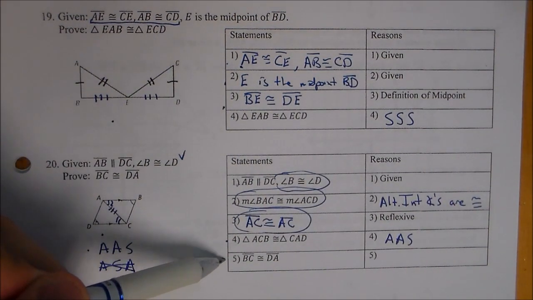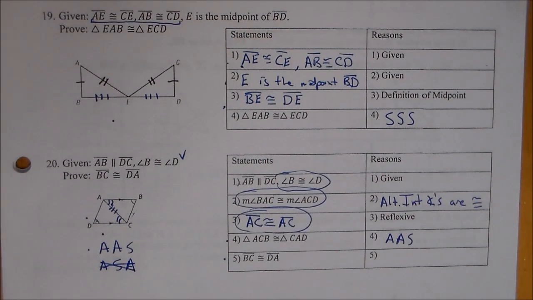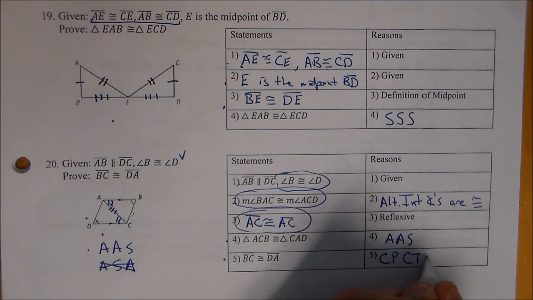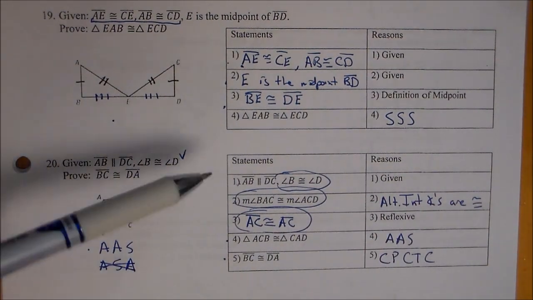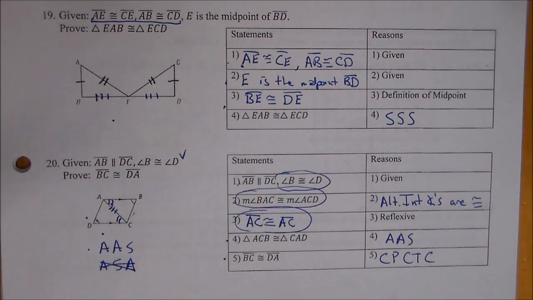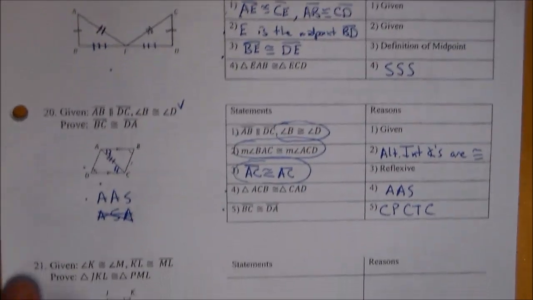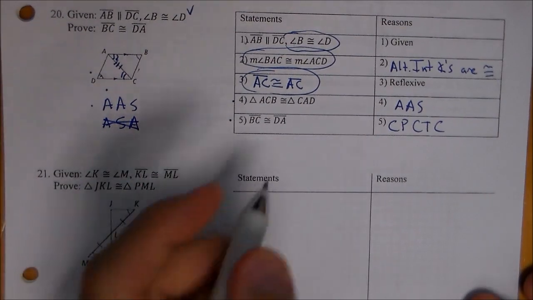That gave us our triangle congruence. It went one step further. It now wants to know why BC and DA are congruent. And our reason for that is that corresponding parts of congruent triangles are congruent. We're going to use one of the 5 whenever it's triangles. But once you get that and it asks for an additional side pair or angle pair, you're going to use CPCTC.